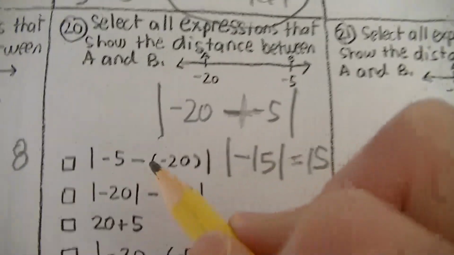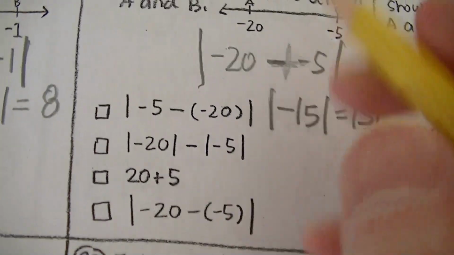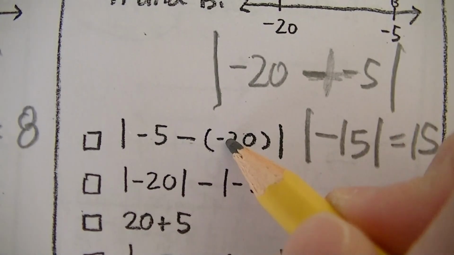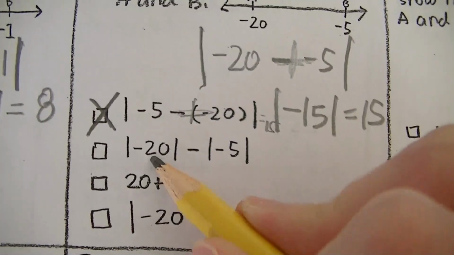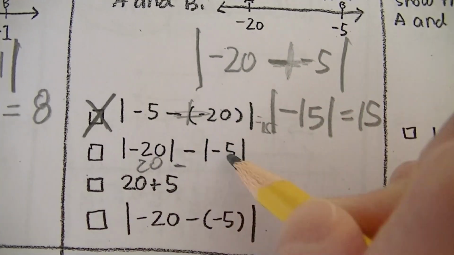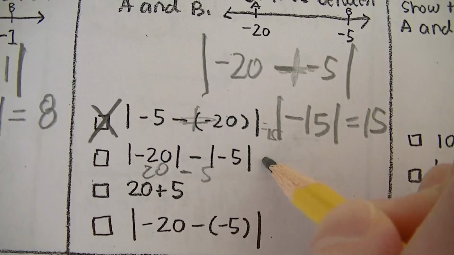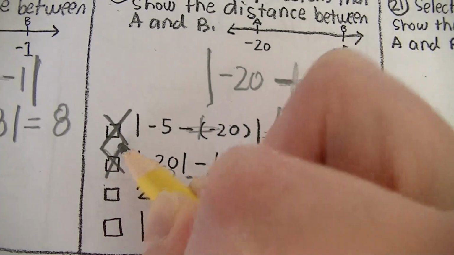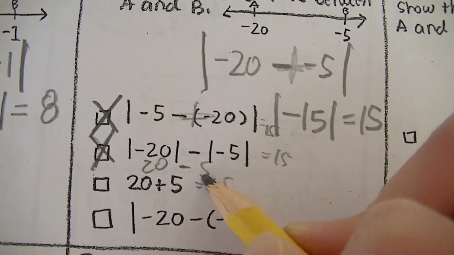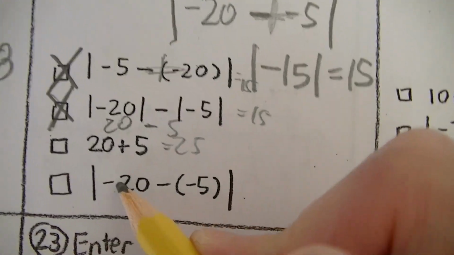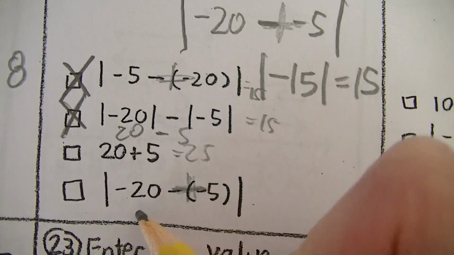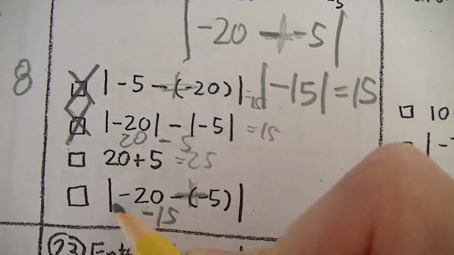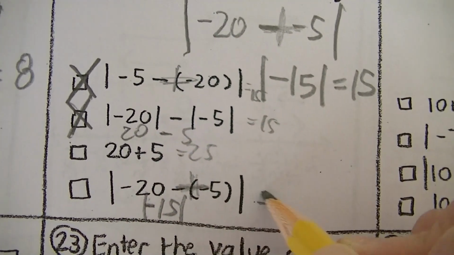Okay? So let's check all the answers that equal positive 15. Negative 5 minus a negative 20, so it's really negative 5 plus 20, and that equals 15. So that's correct. Absolute value of negative 20 is 20 minus absolute value of negative 5 is 5. 20 minus 5 is 15, so that one matches. 20 plus 5, that's 25, so that's not one that's going to work. Let's see, negative 20 minus a negative 5. Negative 20 plus 5 is negative 15, but remember they want absolute value of it, and that is 15.